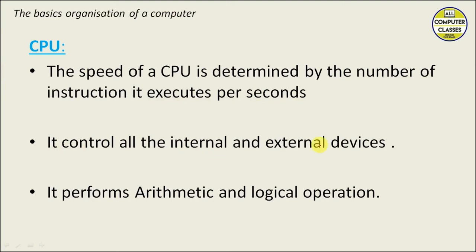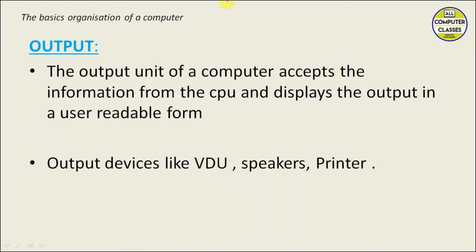It controls all the internal and external devices. It performs arithmetic and logic operations. So we know that CPU is made up of control unit, arithmetic logical unit, and memory unit. So the control unit would be controlling all internal and external devices. Arithmetic and logical operations are performed using ALU. Okay, so this is about CPU. Next is output. The output unit of a computer accepts the information from the CPU and displays it on usable readable devices like visual display unit, speaker, and printer, right?